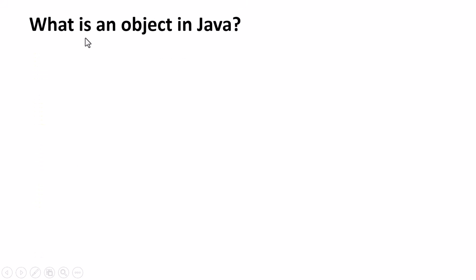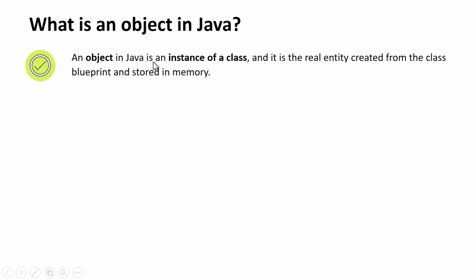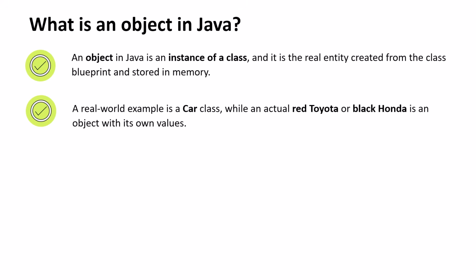Next question. What is an object in Java? An object in Java is an instance of a class. If a class is the blueprint, then the object is the actual real entity created from that blueprint and stored in memory. We can understand this with a real-world example of a car class. The class defines the common structure, but an actual red Toyota or black Honda is an object because it is a real instance with its own values.